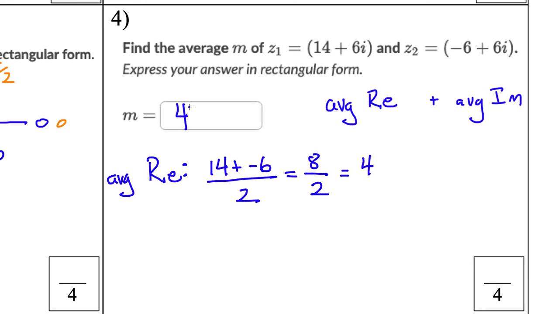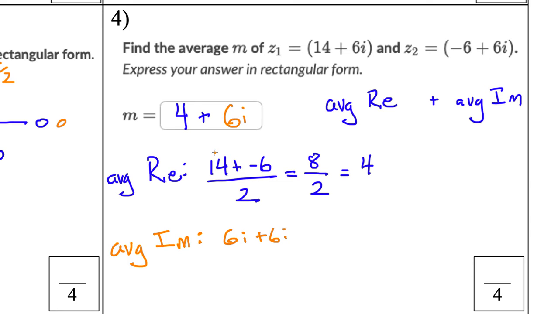Notice that there is not a comma. There is no comma. Instead, I'm going to be adding because you're just doing the real component plus the imaginary component. So the average, I can do this in a different color to make it pop out more. The average for the imaginary components, again, I add them and then divide by 2. So 6i plus 6i. Well, it's pretty easy to tell. What is the average of 6i and 6i? 6i.